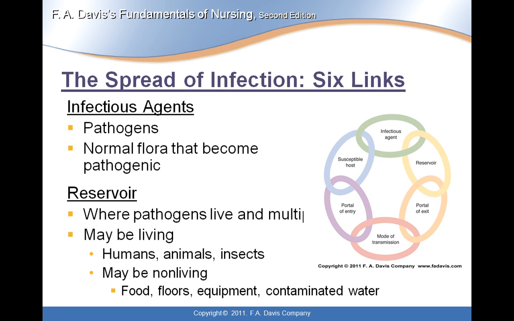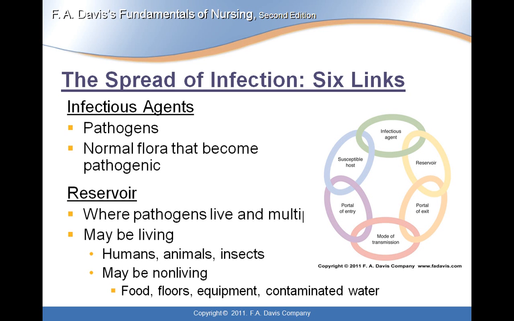So pathogens or microorganisms love a warm environment. Usually, when you do your rotations and you go to surgical units, you'll notice that they are freezing cold. This is because microorganisms tend not to grow rapidly in a cold environment. In a warm environment, 95 degrees or higher, this is an area where pathogens can thrive. So, a reservoir may be living or non-living.